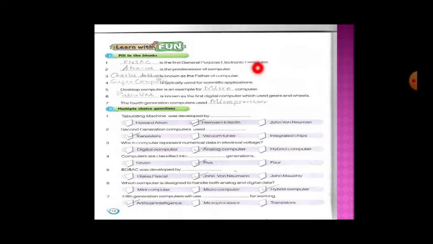Dash is the first general purpose electronic computer: ENIAC. Dash is the predecessor of computer: abacus. Dash is known as the father of computer: Charles Babbage. Dash is typically used for scientific applications: obviously a supercomputer. Desktop computers is an example for dash computer: microcomputer. Pascaline is known as the first digital computer which used gears and wheels. The fourth generation computers used microprocessor.